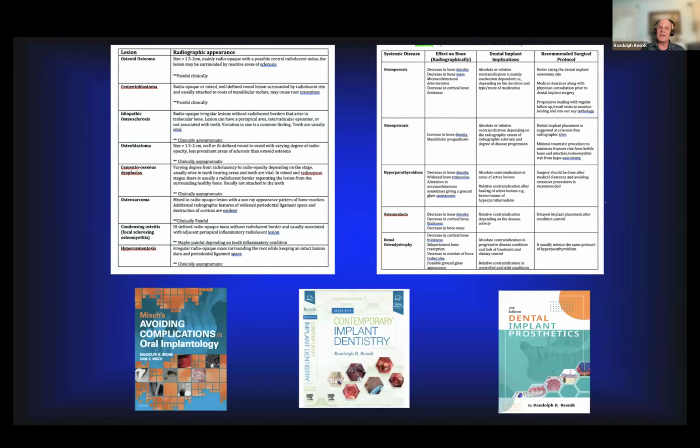If you want more information on these sclerotic lesions, in any of the textbooks in the radiology chapter, I go over all of those and give the recommended protocols. But you will see these. Again, ideally, you avoid it. If you can't avoid it, as long as it's not an active lesion, and it's condensing osteitis or idiopathic osteosclerosis, you're fine. You just have to modify your surgery protocol.